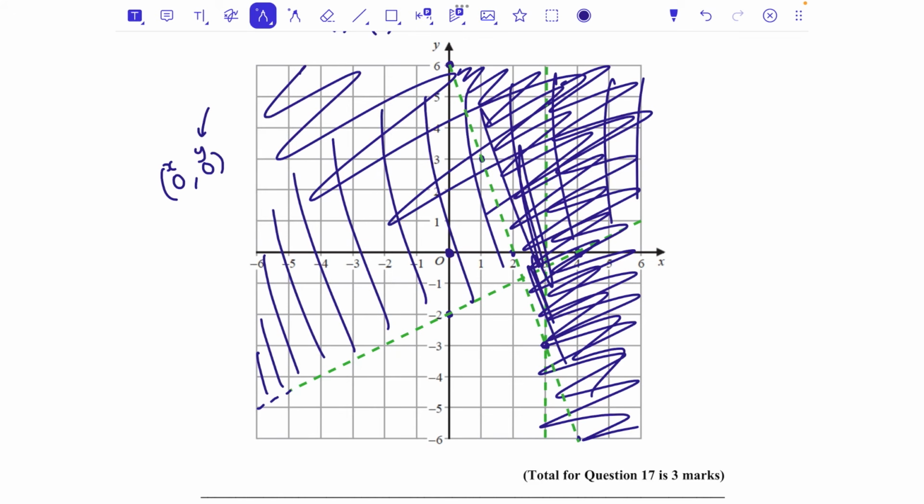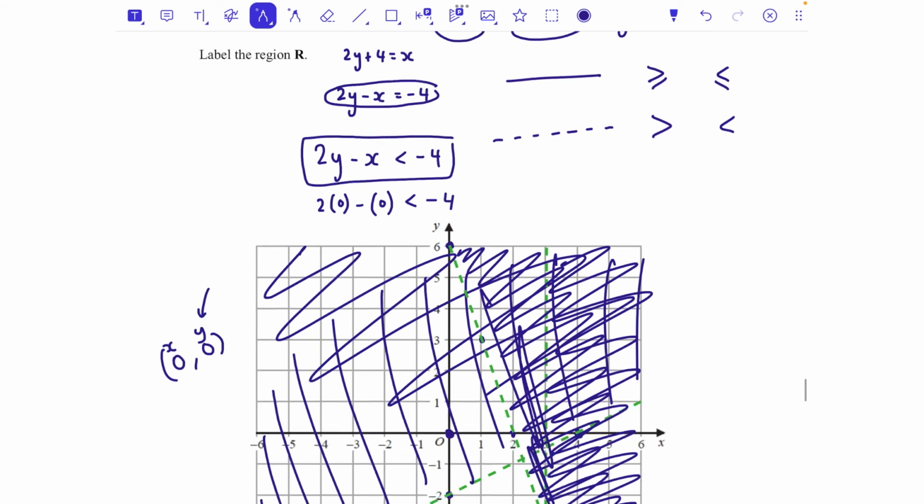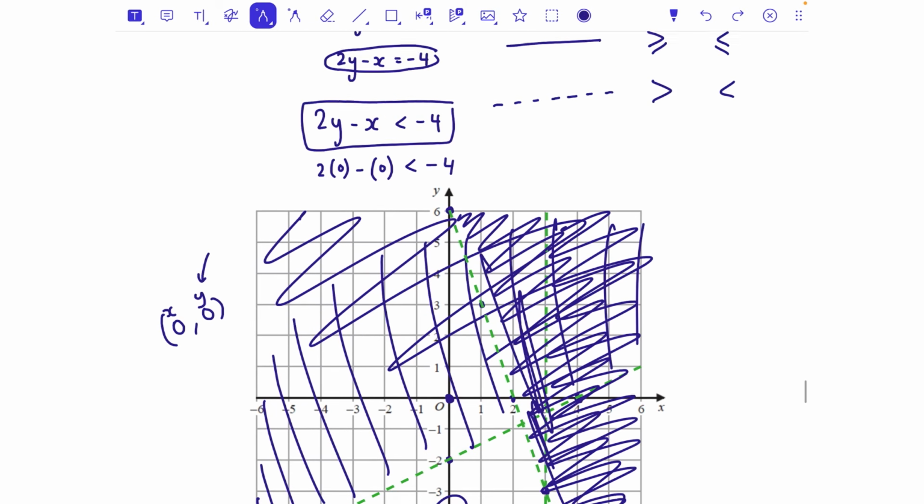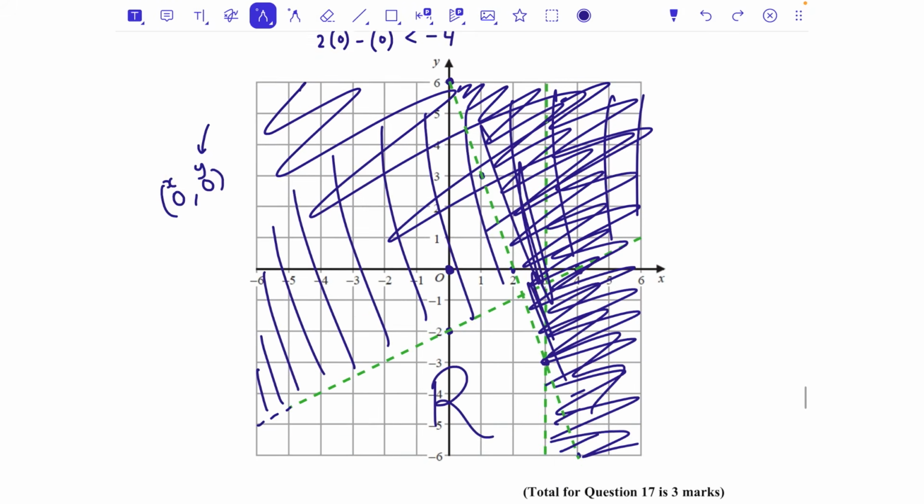So the region that we're left with, we normally put a big capital R in it. Yep, there we go. And that is going to be that region there. I'm just going to clean that up because I'm annoyed with myself for going over the line there. There we go. That region there, that is the region that satisfies all of the inequalities.